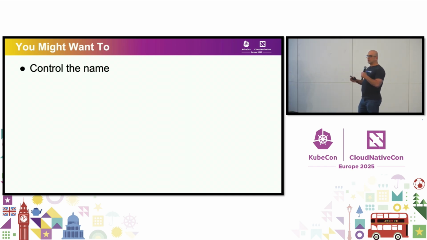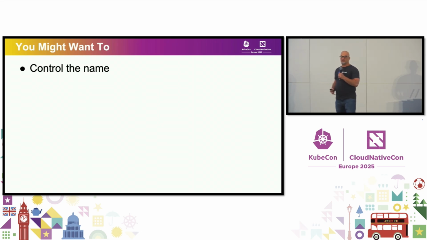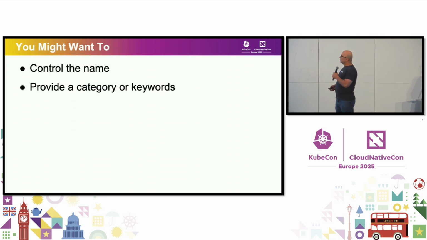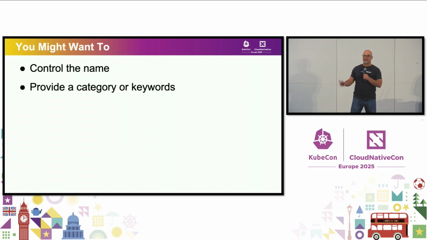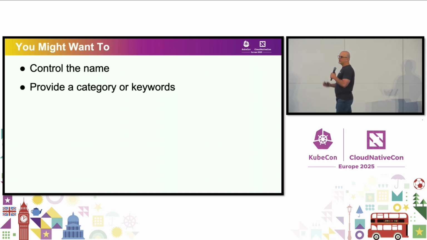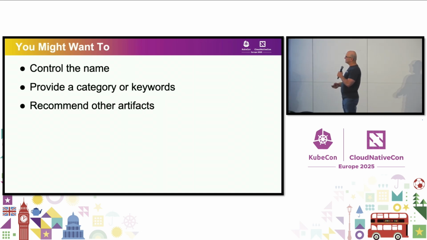You might want to have some more control over the name, right? The way it's displayed, the way it's found through search. You might want to provide categories or keywords. Is this a security tool? Is this a backup tool? Is it something like that? What other metadata can you do to help Artifact Hub index and help people discover things?